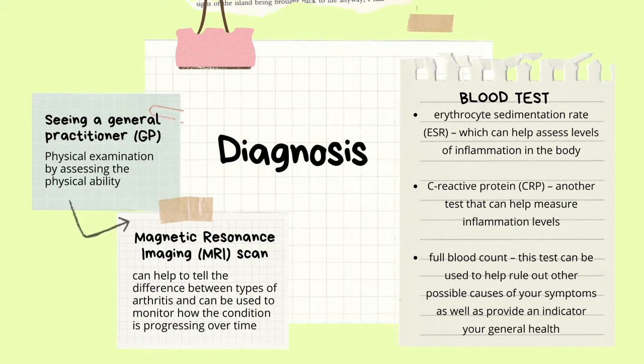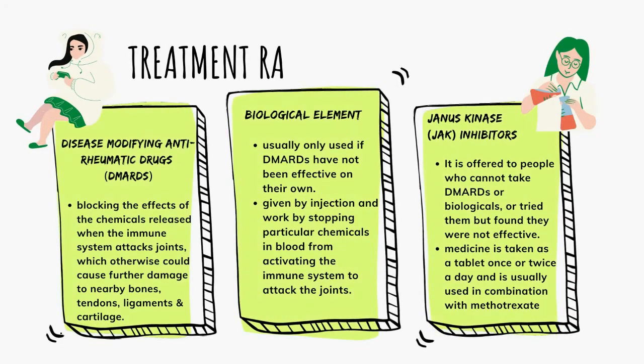These tests can be used to help rule out other possible causes of your symptoms as well as provide an indicator of our general health. The last one is magnetic resonance imaging, or MRI scan. It can help to tell the difference between types of arthritis and can be used to monitor how the condition is progressing over time and also assessing our physical ability.